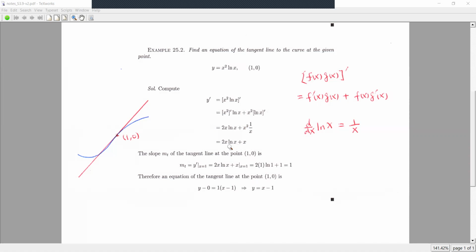After we get the derivative, then we can tell the slope of this tangent line. Plug in 1, the x coordinate of this point, for the x here. Then the slope of the tangent line at the point (1, 0) is 1. Now we have the slope of the tangent line and we have one point on the tangent line. By the point slope formula, the equation of the tangent line is this. Simplify this equation, then this is the answer to this example.